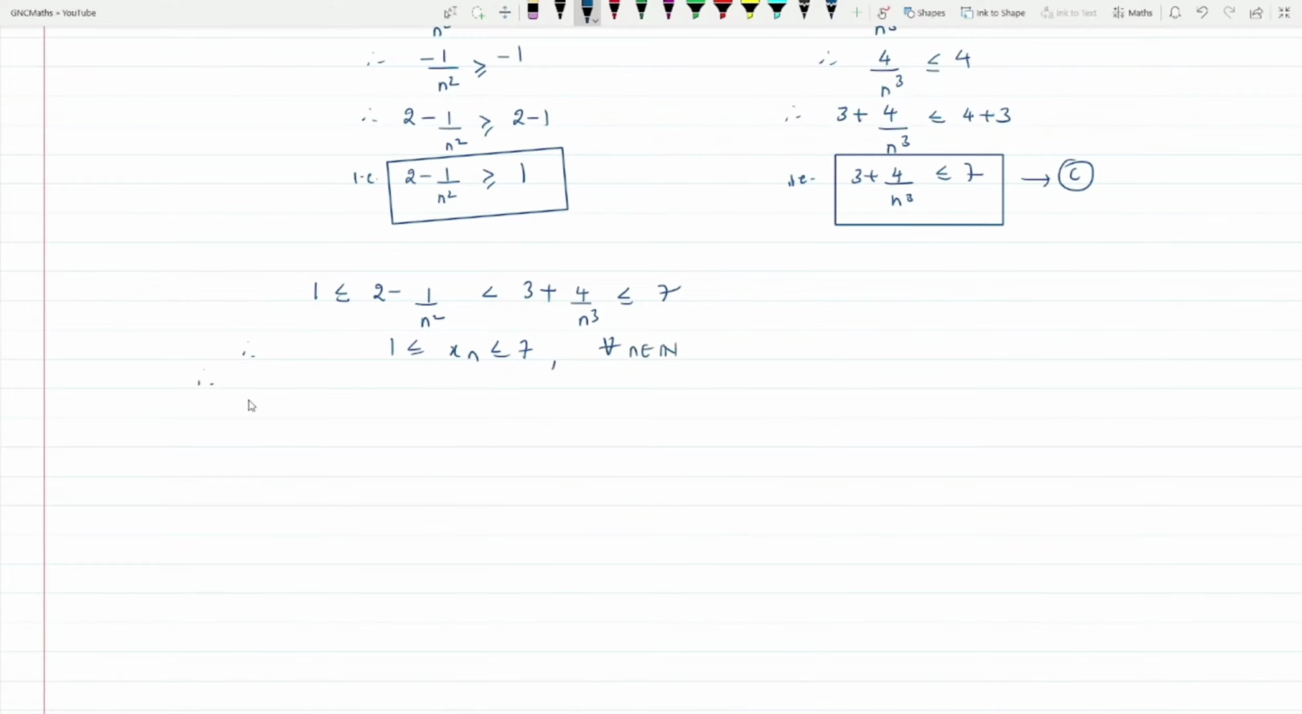And this satisfies the definition which we had stated. Over here, you can see that all terms of the sequence are greater than or equal to 1. Therefore, your sequence xn is bounded below. Similarly, all terms of the sequence are lesser than or equal to 7. So your sequence xn is bounded above as well, and we can conclude that the sequence x equal to xn is a bounded sequence.